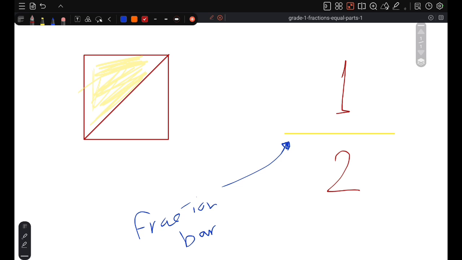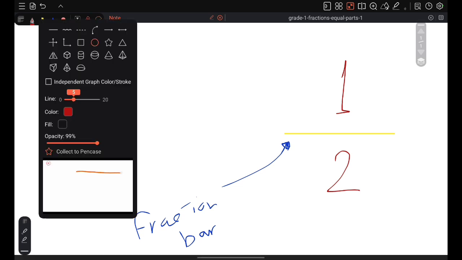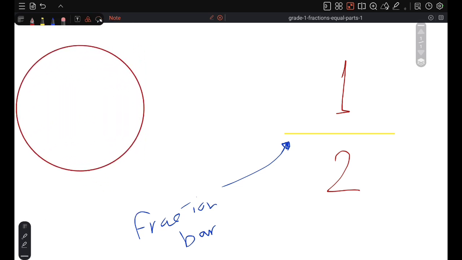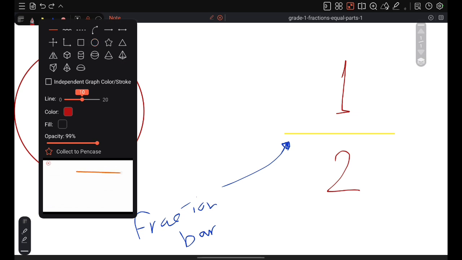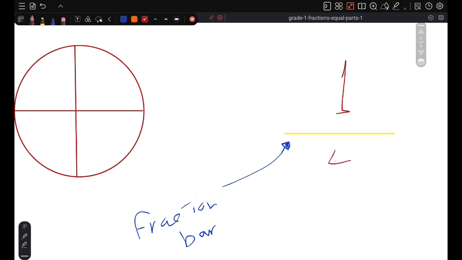If I make another shape, for example this circle, and I make a line in between, how many parts do I have? Exactly. As a denominator, how many parts? Let's find the total parts. 1, 2, 3, 4. I have 4 parts.